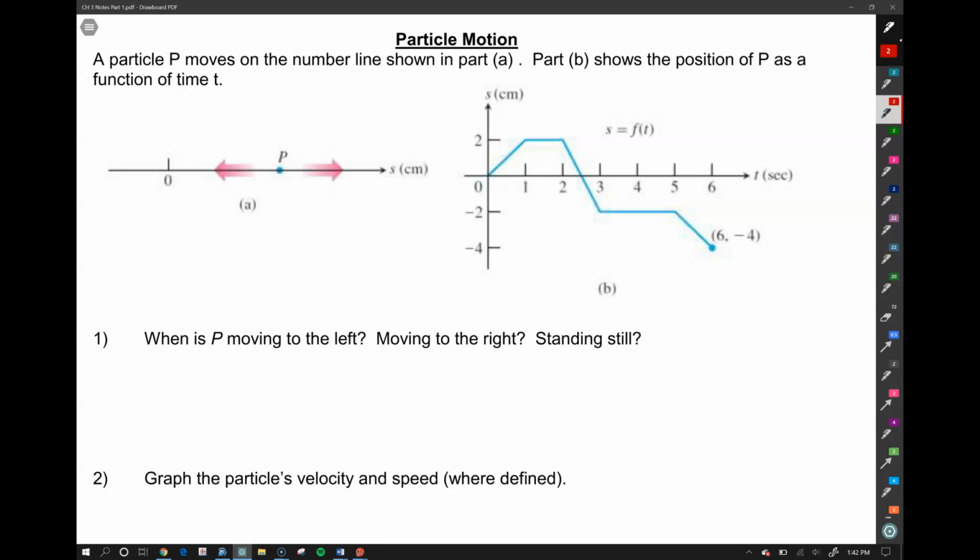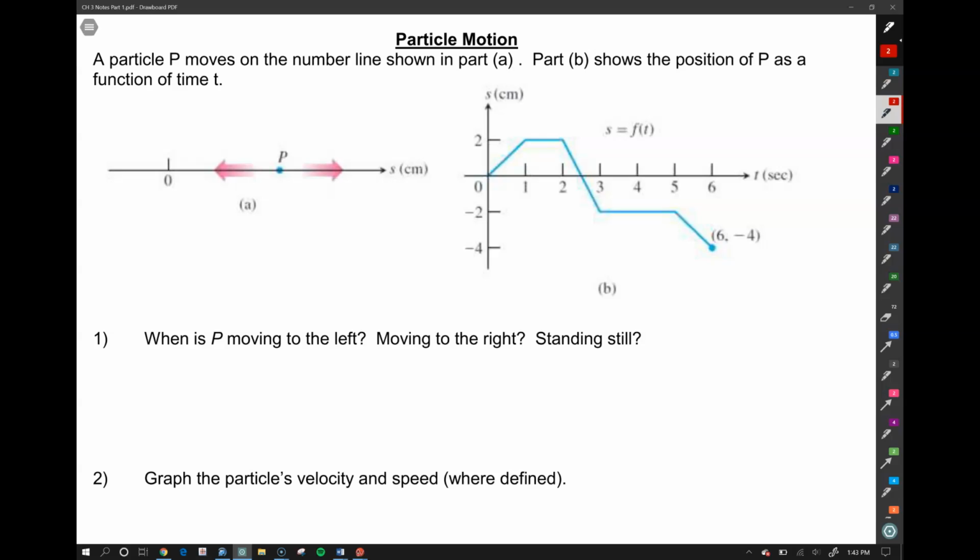So, a particle moves on a number line shown in part A. So it's just moving back and forth. But what we can do is show the position as a function of time. Although the particle is just moving in one dimension, the right graph is actually showing you, okay, at this time, where am I at? At this time, where am I at?